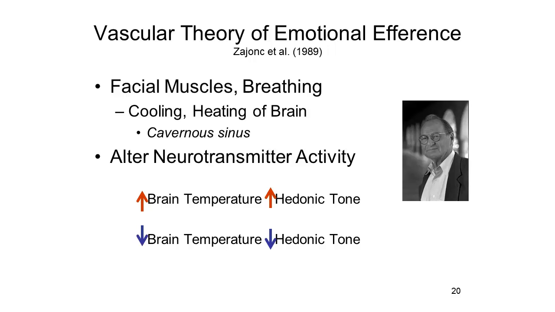But while the vascular theory of emotional efference can account for positive and negative moods, feelings of good or bad, it can't account for discrete emotional states, different ways of feeling bad, like being angry or being sad or being afraid.